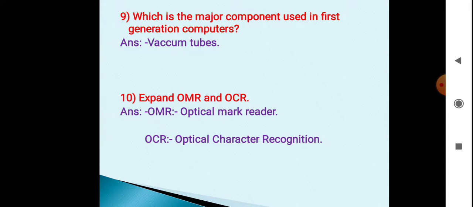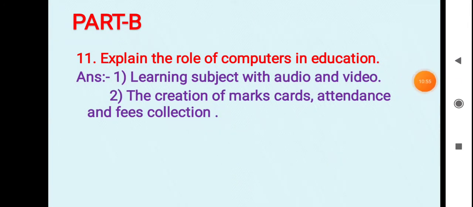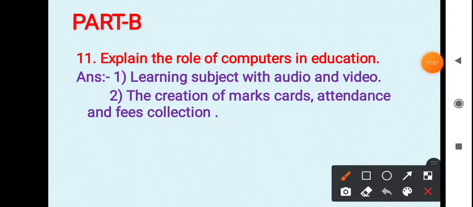So next we'll see part B questions. So part B questions. The first question is explain the role of computers in education. So in education, how are computers used? The first one is learning the subject with audio and video. We can play a video so that we can learn new subjects.